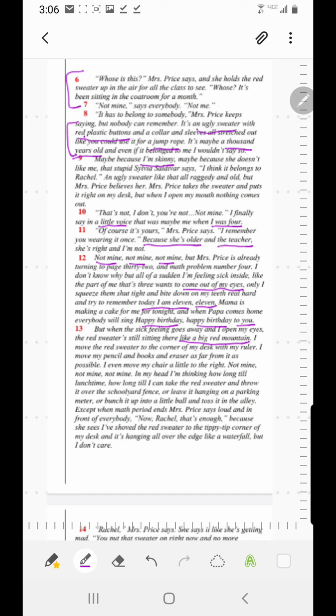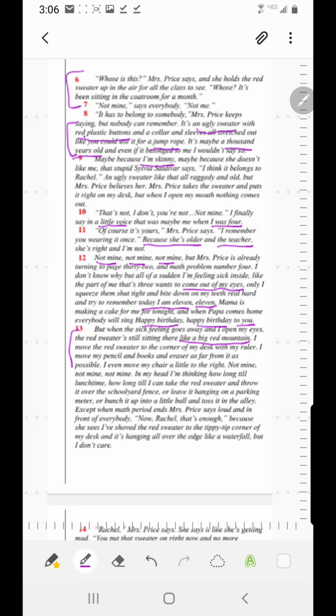I move the red sweater to the corner of my desk with my ruler, which again, what a great image. There's a lot of imagery in this next portion. So imagine her taking a ruler as if the red sweater is going to cause a disease or is germ filled, or she can't even touch the red sweater with her finger because she's so disgusted by it. I move my pencil and books and eraser as far from it as possible. I even move my chair a little to the right. Not mine, not mine, not mine.